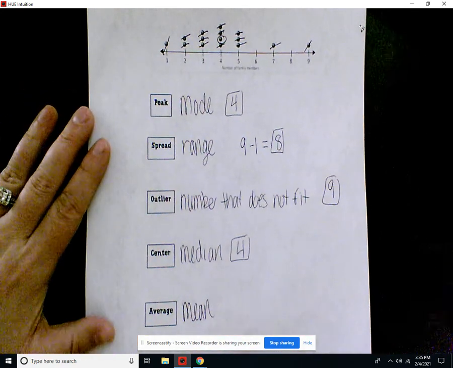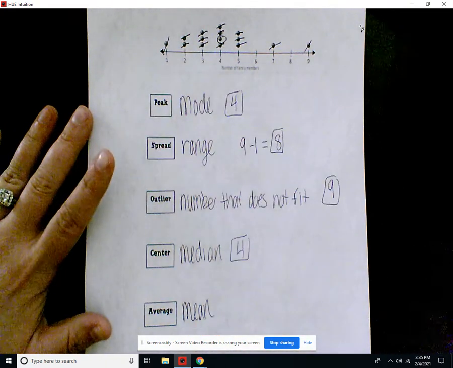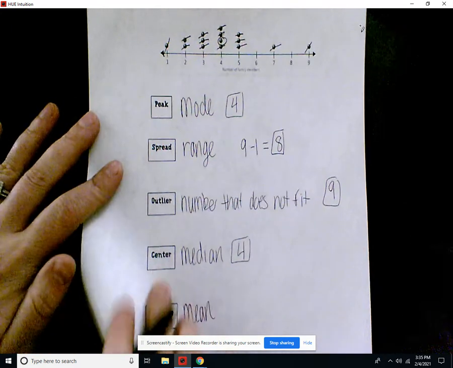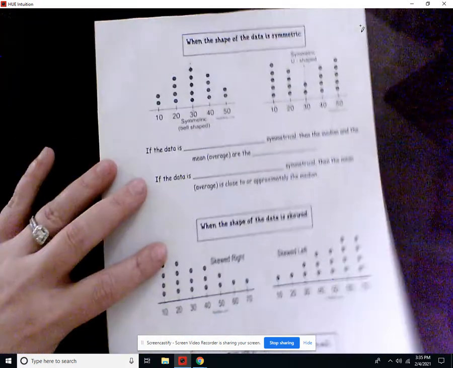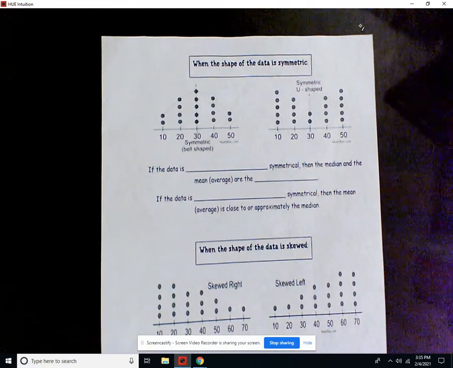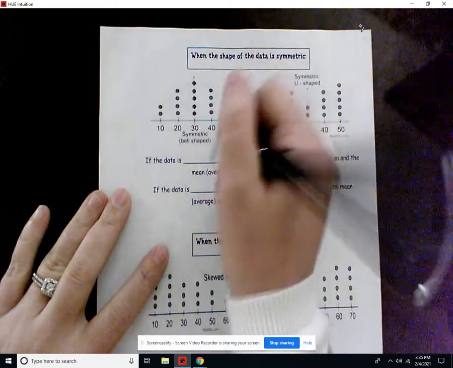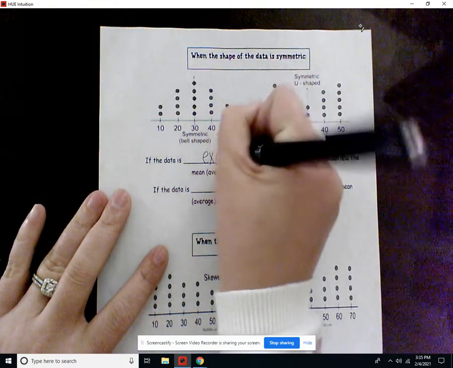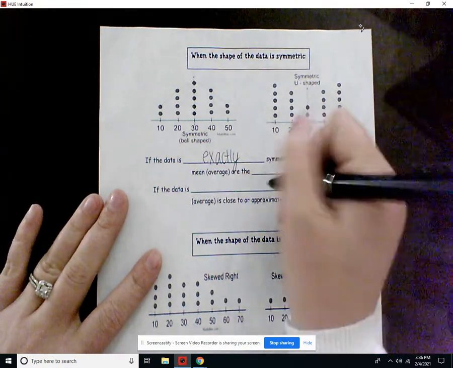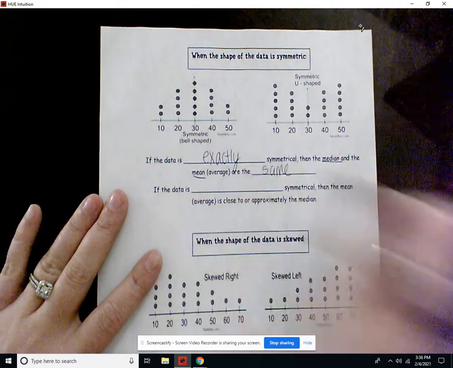And then average is our mean. The rest of our notes is about how to find the mean. Instead of having to add up the numbers every single time, we're going to use the data to find the mean a lot easier. When the data is shaped symmetric, symmetric means cut down perfectly in the middle. If the data is exactly symmetrical, then the median and the mean are the same.